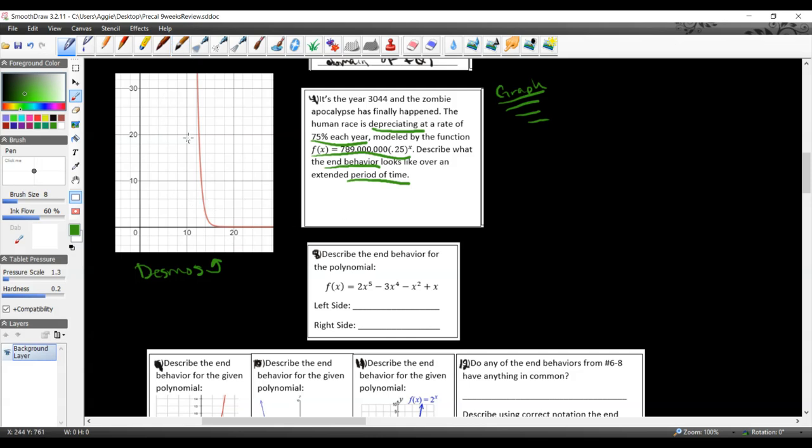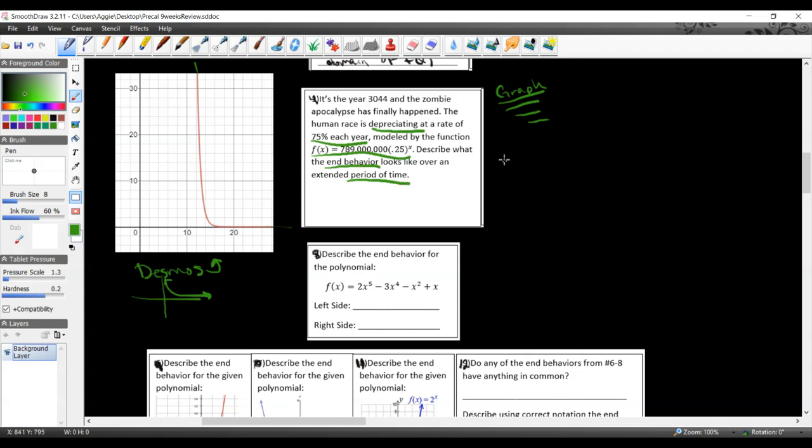If you zoom out more and more, you'll see that this line goes up forever, and this one gets closer and closer and closer to 0, but it never actually crosses over 0, okay? So just keep that in mind. So if you kind of want to see another visual, it kind of does this, okay? So anyway, we're looking at the end behavior over an extended period of time.